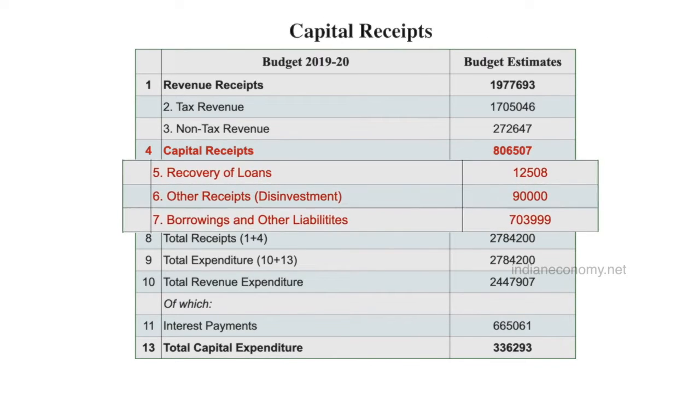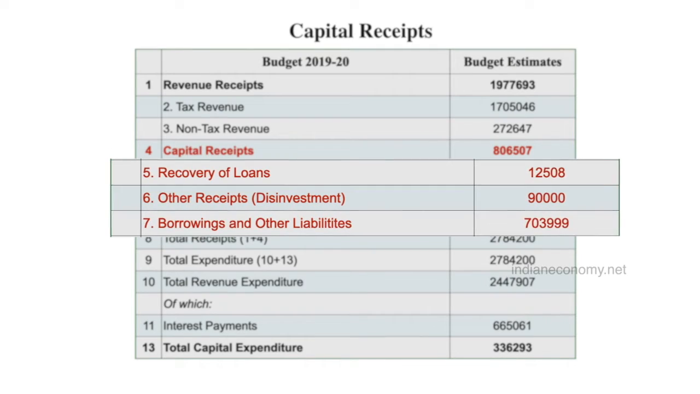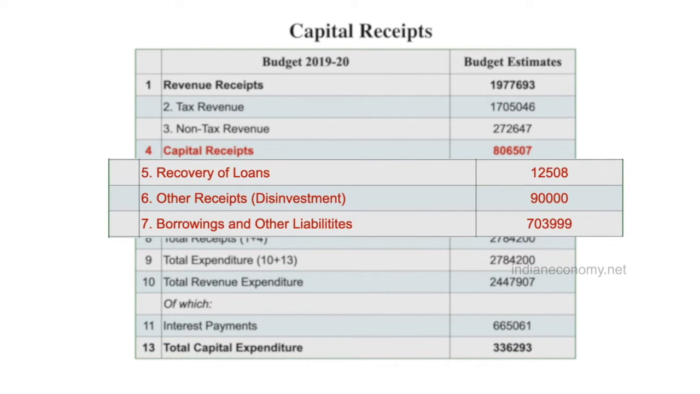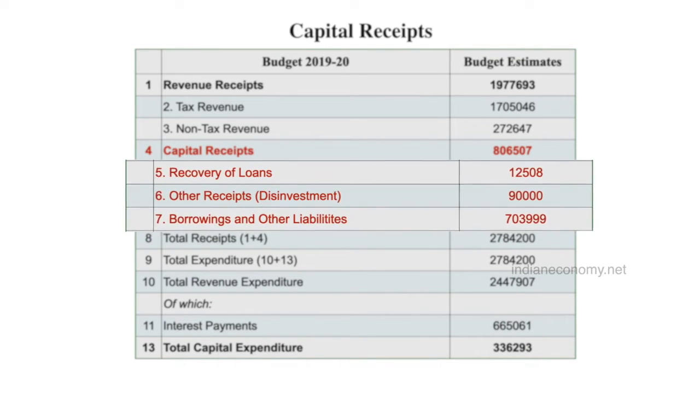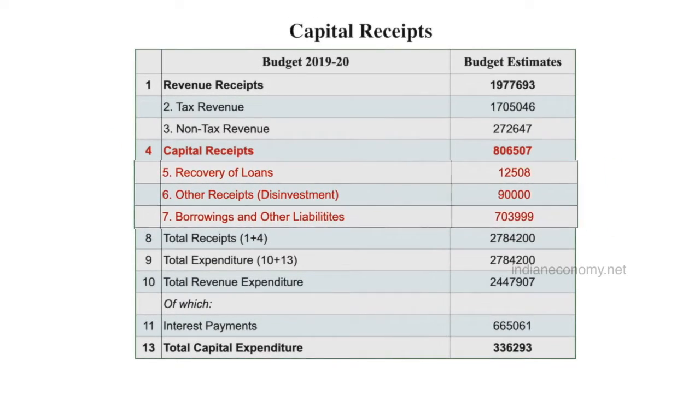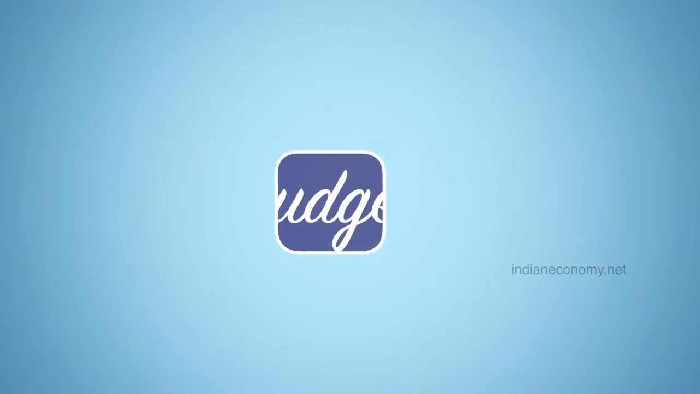And there are 3 components for capital receipts. The recoveries of loan, item number 5, other receipts, item number 6, that means disinvestment, that is very important. Disinvestment target for 2019-20 is 90,000 crores rupees. And the 7th one, an important one, that shows borrowing and other liabilities of the government, that is around 7,03,999 crores rupees for 2019-20. So these are the 3 components of capital receipts.